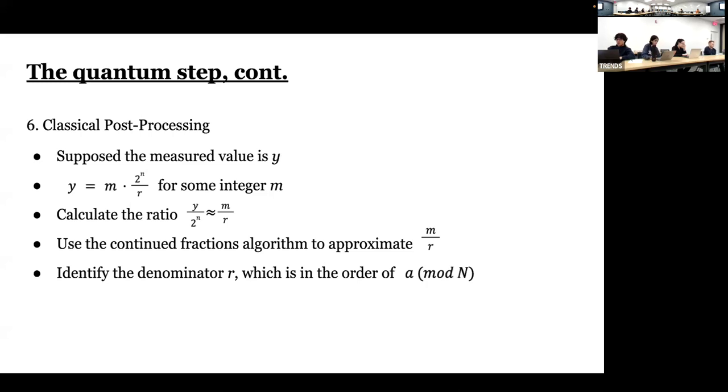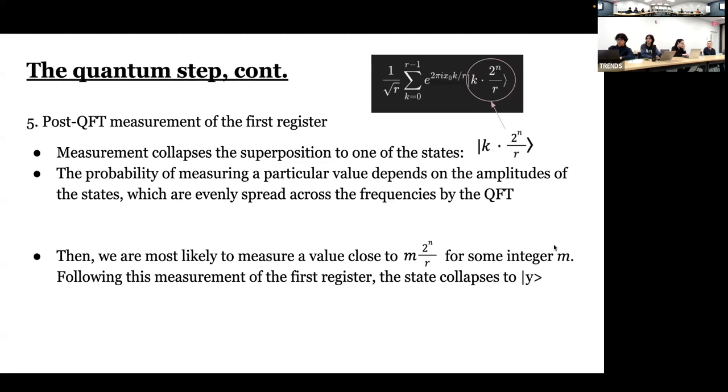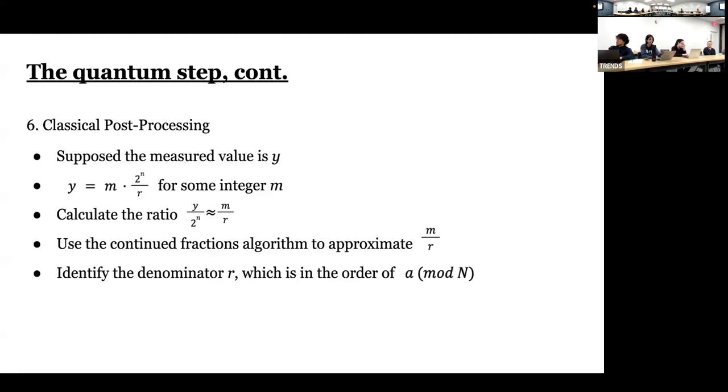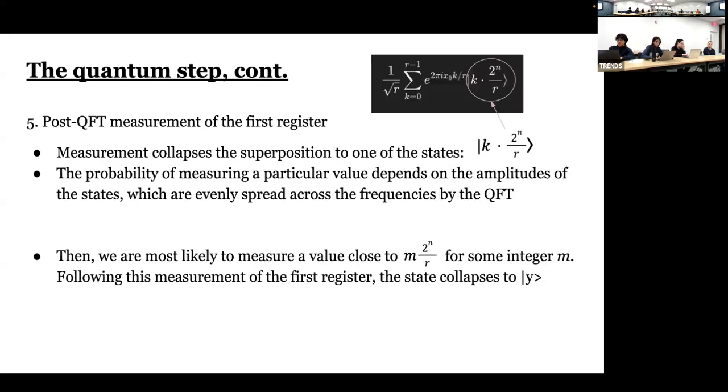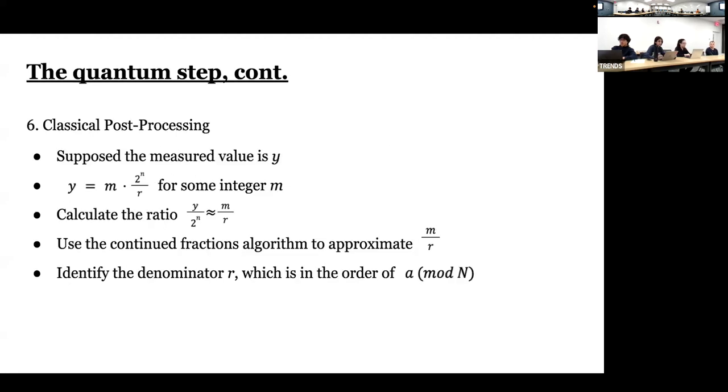Then you just do classical post-processing. You suppose that the measured value that we got here from the collapsed state is y. You set y equal to m times 2 to the power of n over r, which we got from this right here. And you calculate the ratio, and then using the continued fractions algorithm, you approximate m over r, which helps you identify the denominator r, which gives you the order r of a mod n.